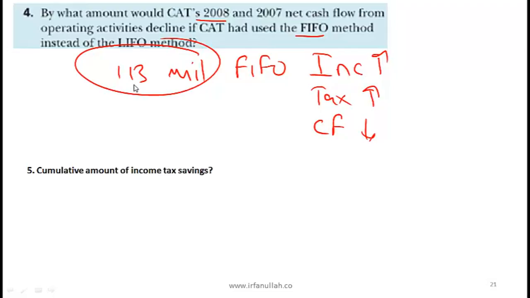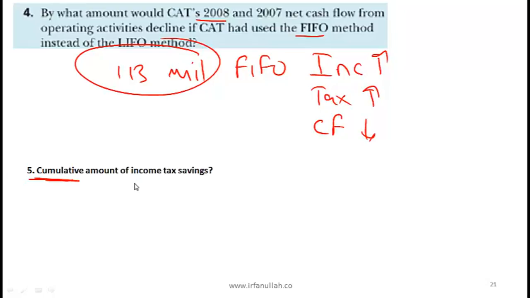That's why in the US, all companies that can use LIFO typically use LIFO. In the rest of the world that uses IFRS, why do people not do this? Because it's not allowed. If it were allowed, then people would do it. The next question is, what's the cumulative amount of income tax saving? Now notice this keyword, cumulative.